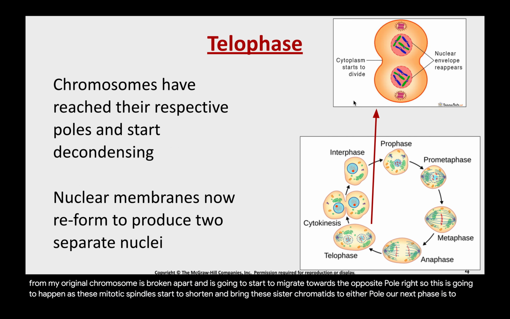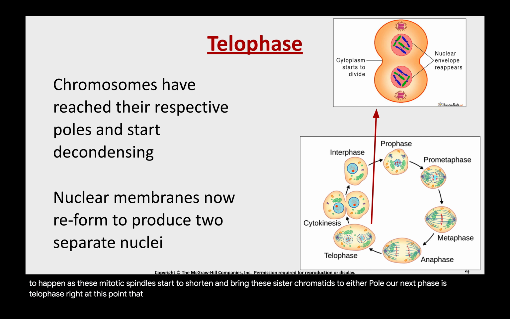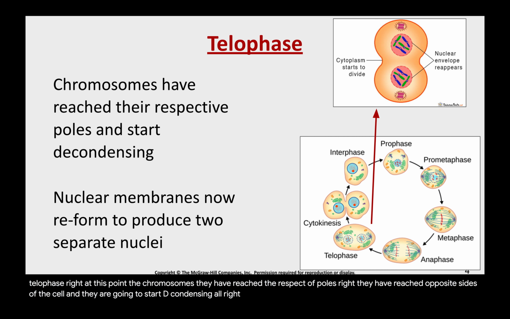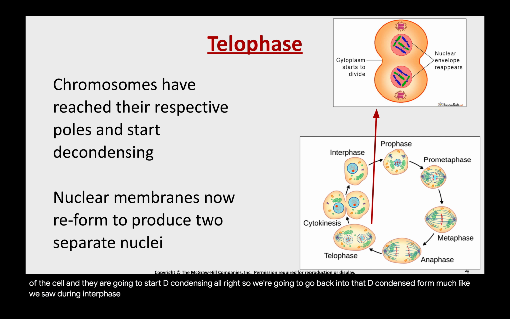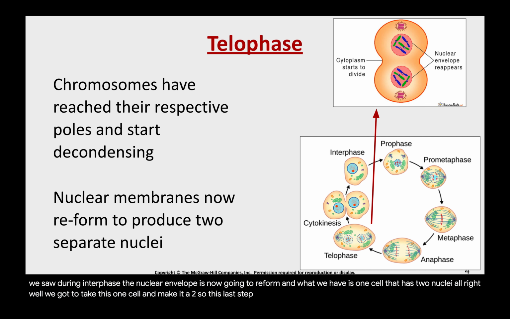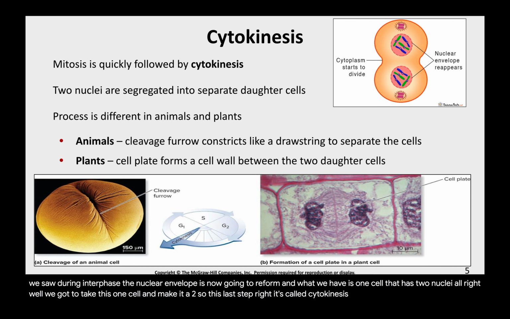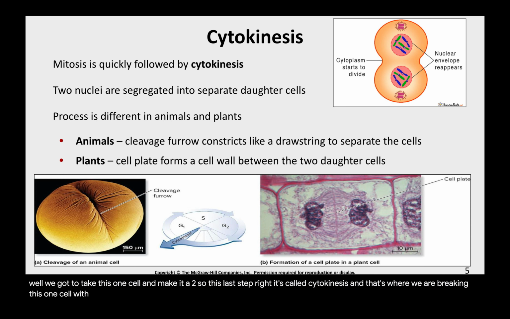Our next phase is telophase. Right? At this point, the chromosomes have reached their respective poles, right? They have reached opposite sides of the cell, and they're going to start decondensing, right? So they're going to go back into that decondensed form, much like we saw during interphase. The nuclear envelope is now going to reform, and what we have is one cell that has 2 nuclei, right? Well, we got to take this one cell and make it into 2. So this last step, right, it's called cytokinesis, and that's where we are breaking this one cell with 2 nuclei into 2 cells, each with their own nuclei.